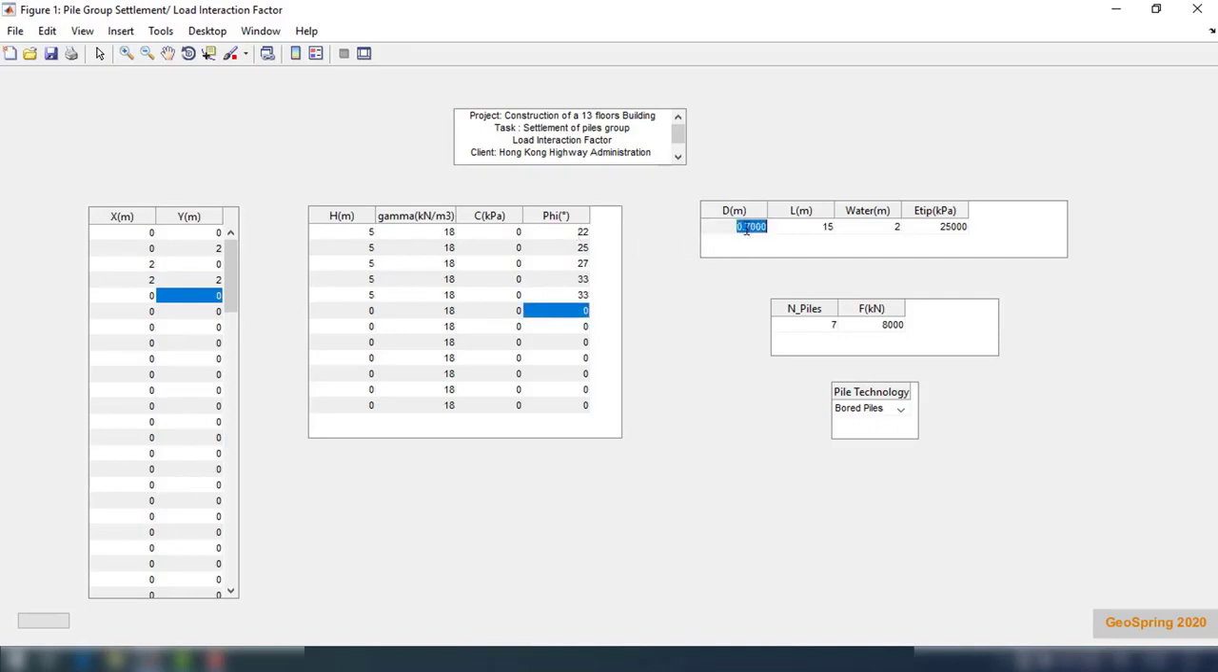Here you put the diameter of your pile, for example 0.6. Here you put the length of your pile, for example 20. The water table and the soil modulus at the tip, 45 MPa, for example. You confirm that the number of your piles is equal to 4. Here you put your applied force, and here you put your pile technology, for example CFA piles. And you push on the button to obtain the load settlement curve of your pile group.